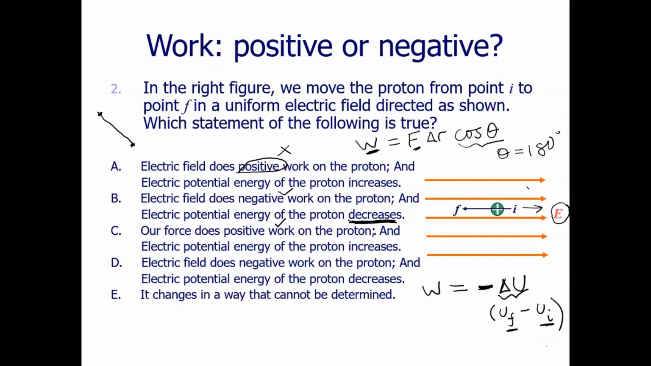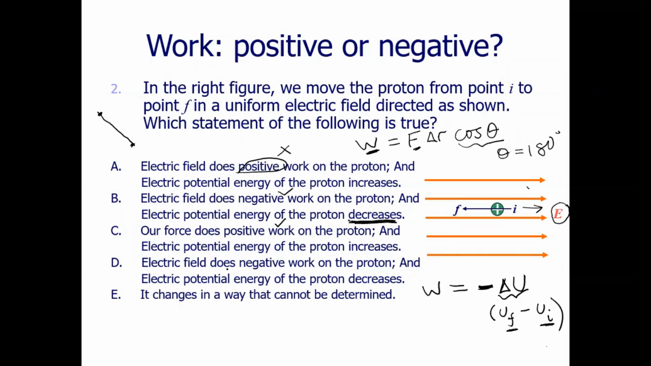And the electric potential energy of the proton increases. The electric potential energy increases. So how about that? Is this sentence correct? No? So you have seen that between B and C, the first part is correct. Now we have to scrutinize the second part. Let us go to D.